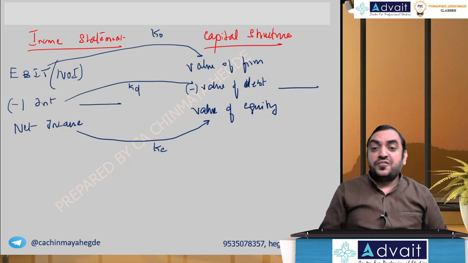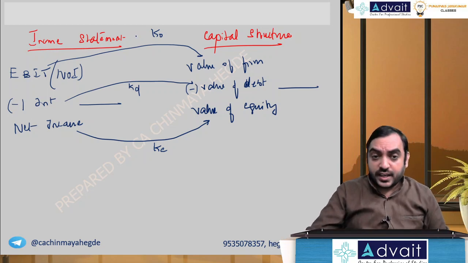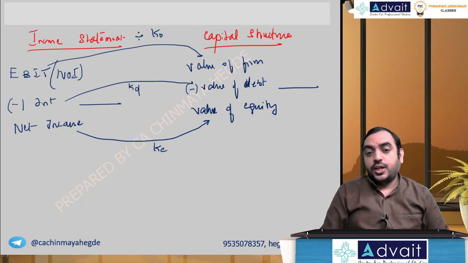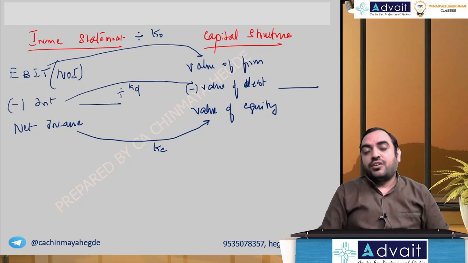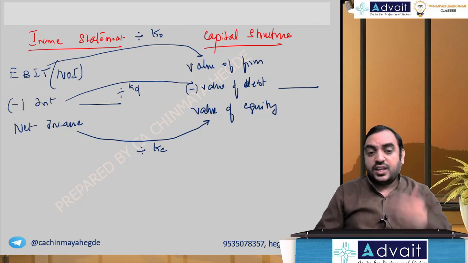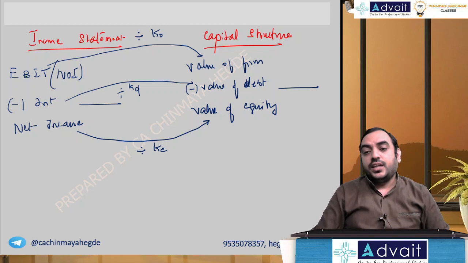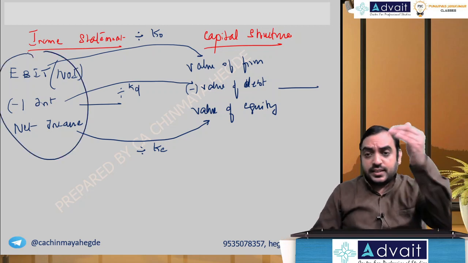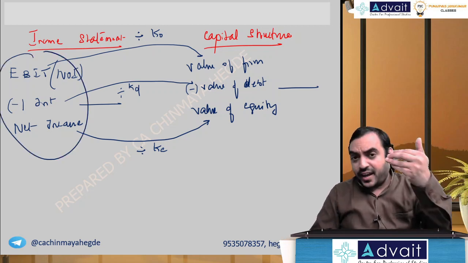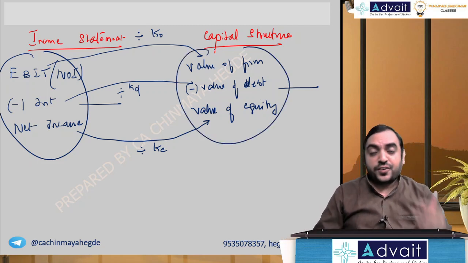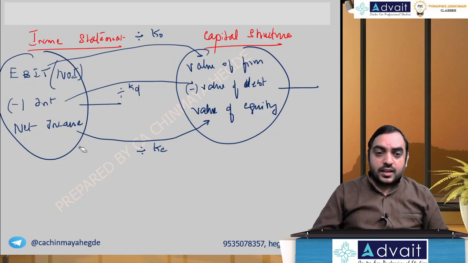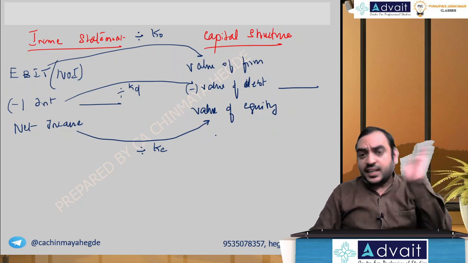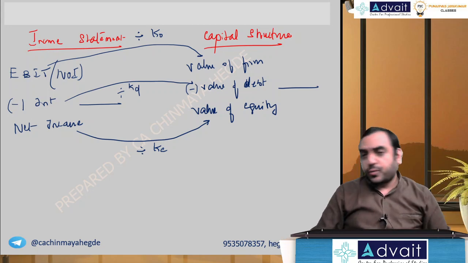To compute the value of the firm, divide by the cost of capital. To compute the value of debt, divide by the cost of debt. To compute the value of equity, divide by the cost of equity. To compute the income statement, these three percentages should be multiplied. To compute the value of the firm, they should be divided. So the format will be the same for the net income approach and the net operating income approach.